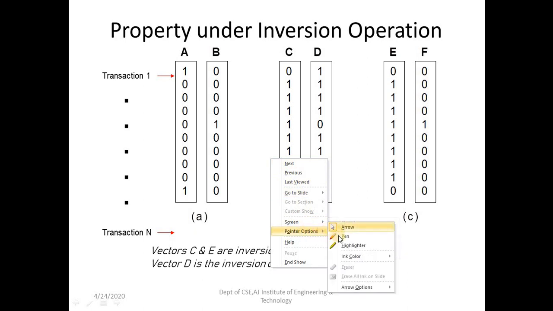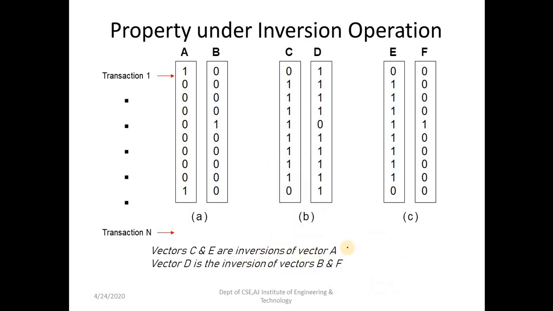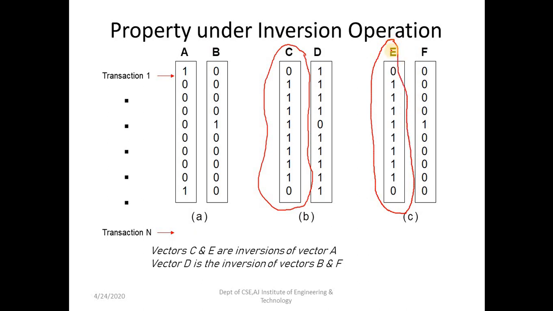Now if you see, vectors C and E are inversions of vector A. So vector A is the inverse of vectors C and E. Again, the vectors B and F are inversions of vector D. So vector D is the inversion of vectors B and F. This is the inversion property.